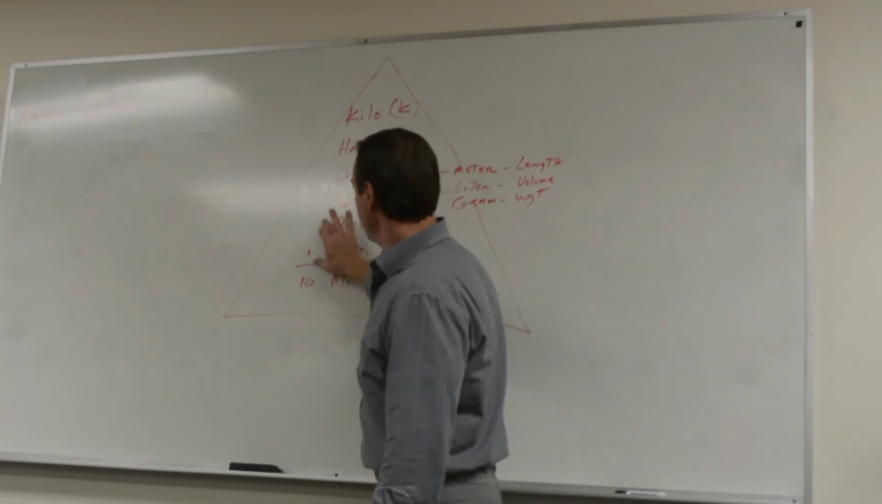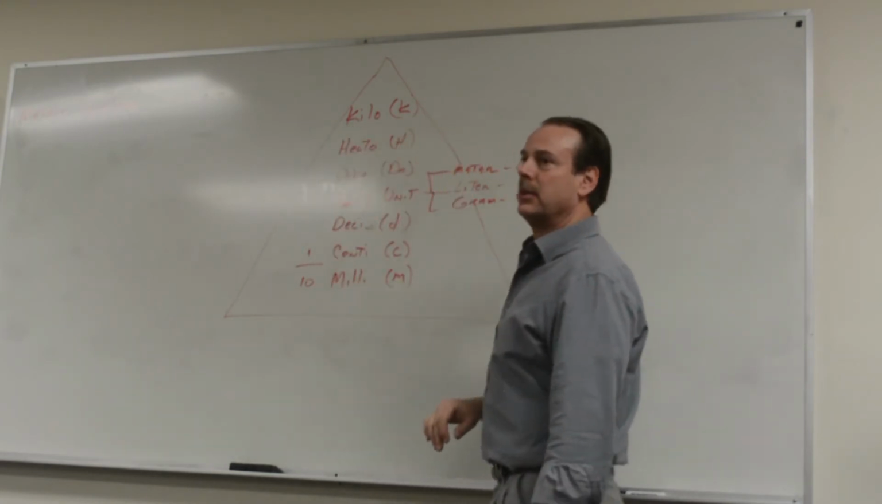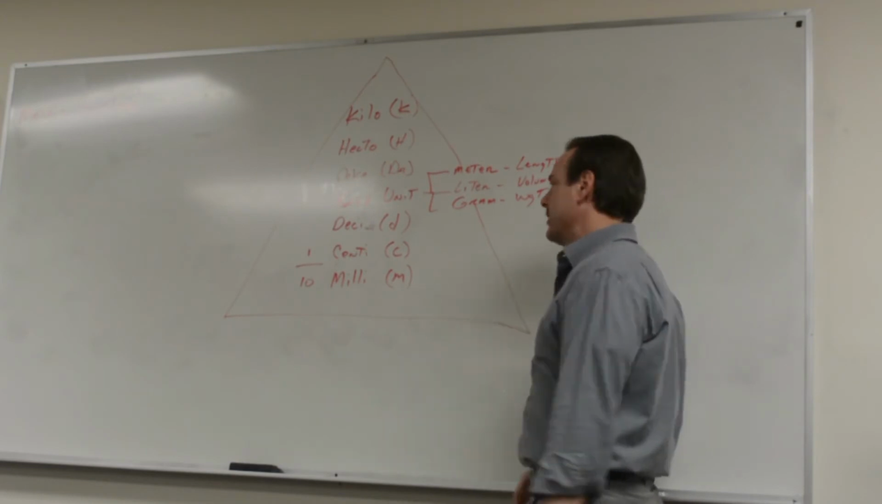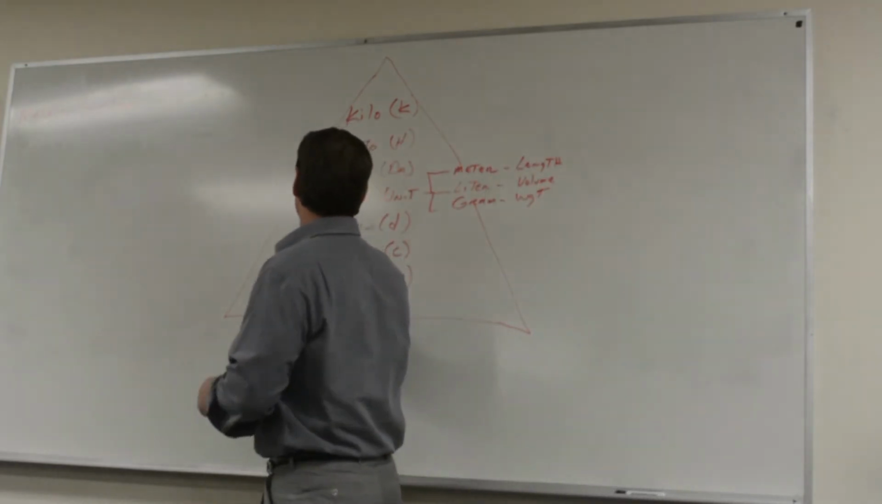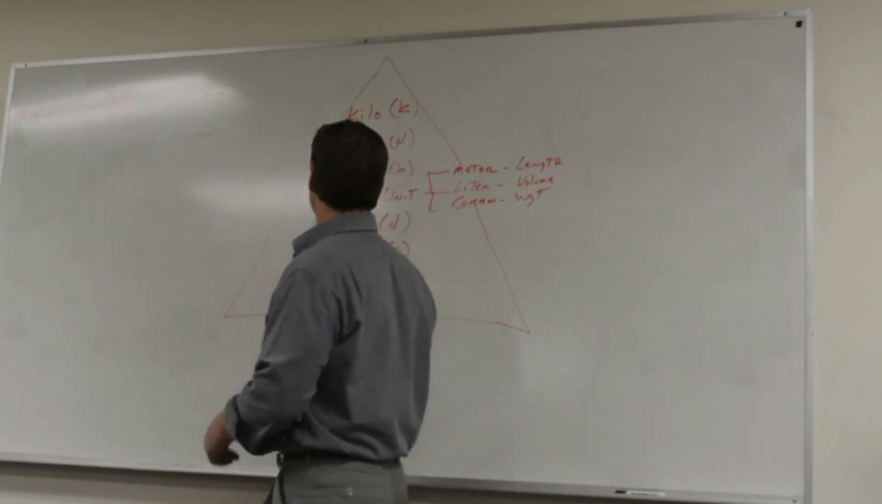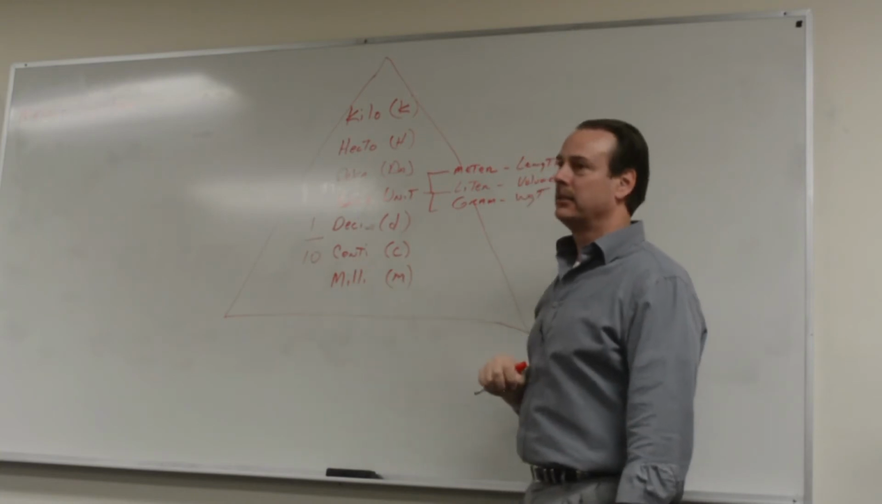We could take this ratio and slide it up in between any one of these levels. The 1 to 10 relationship remains constant. So if I went over here, I can move it and have a 1 and a 10 here. That's saying in 1 deci, there's 10 centi.